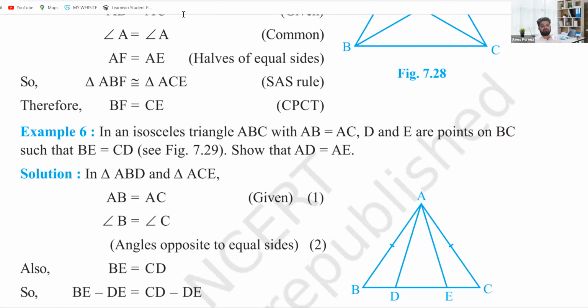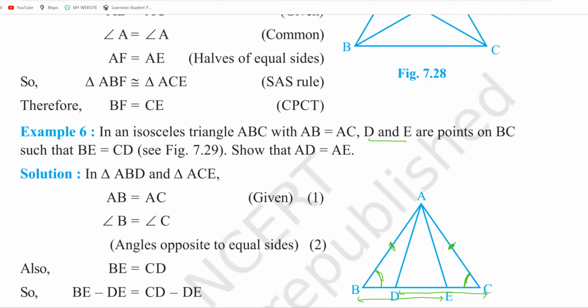So how will you be able to solve this question? In isosceles triangle ABC, this is an isosceles triangle. Rima, if this is an isosceles triangle ABC, so this side is equal to this side, as given to you. So this angle will become equal to this angle. And D and E are the points on BC such that BE is equal to CD, means this whole is equal to this whole. Are you getting?